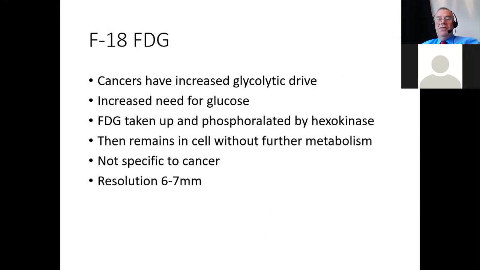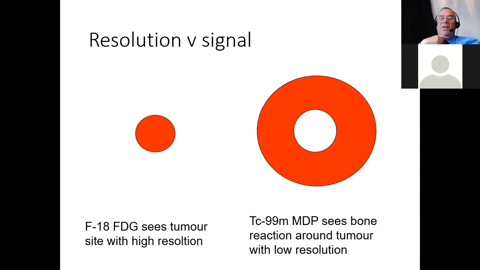What about FDG? Well, we know that cancers have an increased glycolytic drive and an increased need for glucose. And FDG is taken up and phosphorylated by hexokinase, and it basically remains within the cells. So though again not specific for cancer, FDG with PET may offer a slightly better resolution over bone scintigraphy, and we have the advantage of both a tomographic image and a CT.